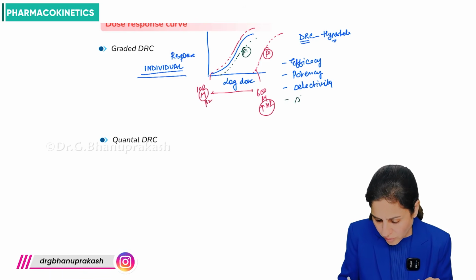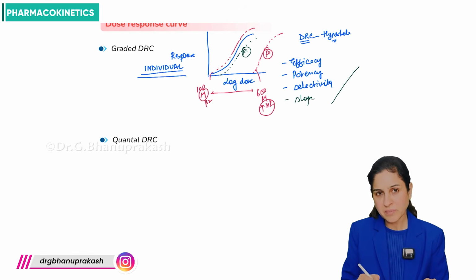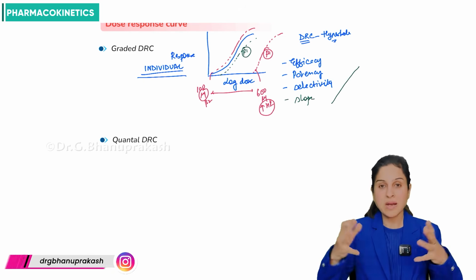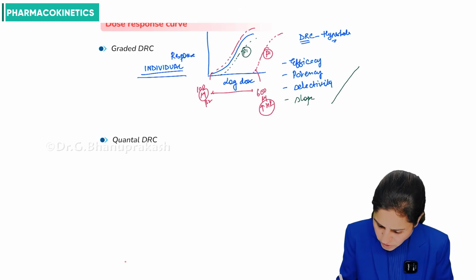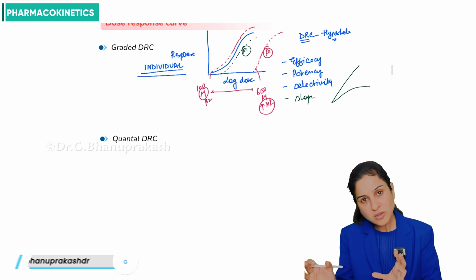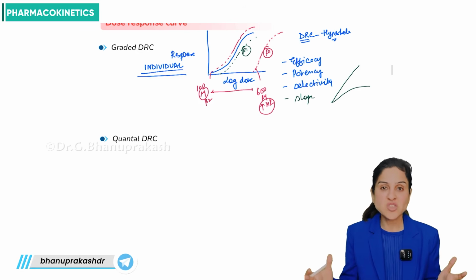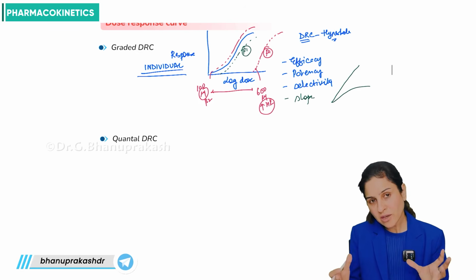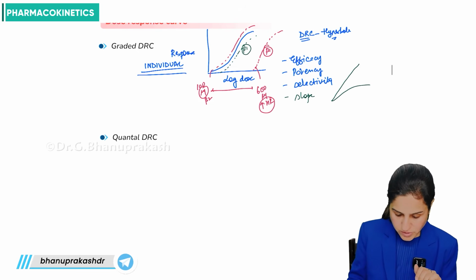Then we can comment on the slope of a drug. If the slope is very steep, that means with smaller doses, there's an enhanced response. But if the slope is flat, that means it is a safer drug. Even if you keep increasing the dose of the drug, you won't have a dramatic change in the response. So all this can be made out from the graded dose response curve.